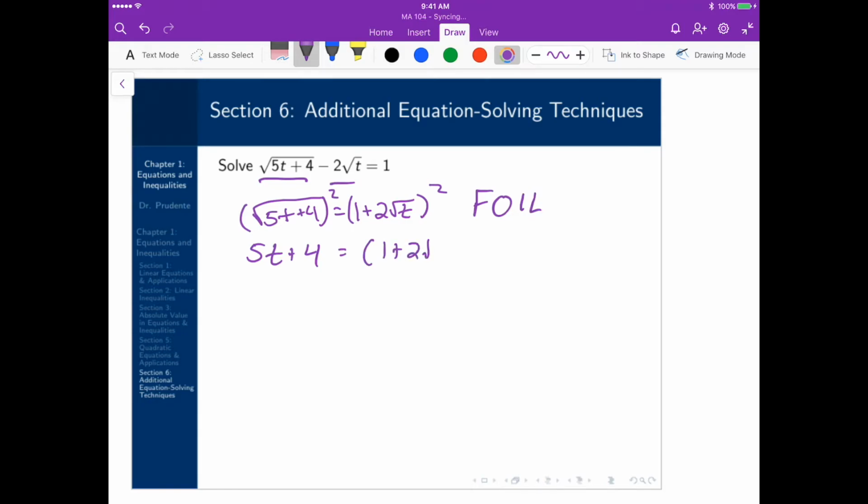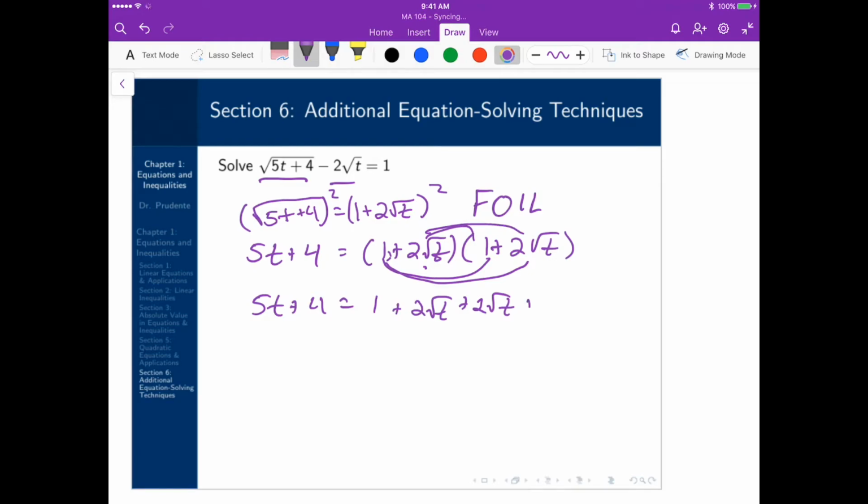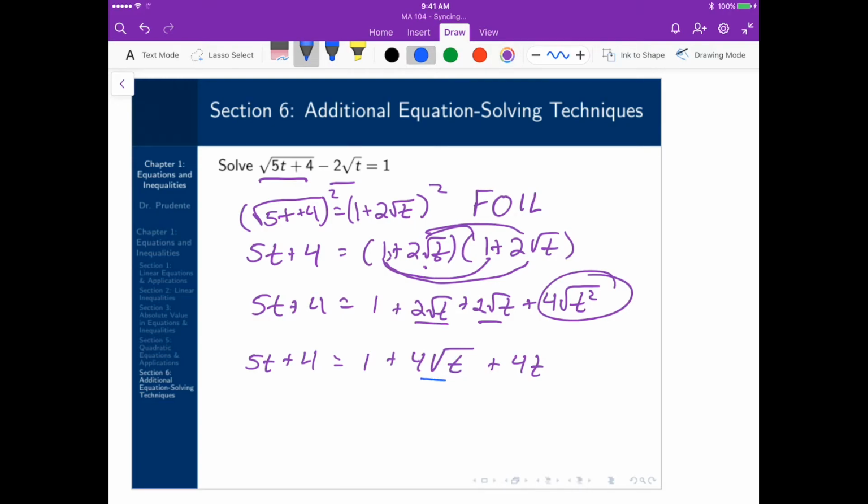1 plus 2 root t, 1 plus 2 root t, and when I FOIL, I get 1 first, outer 2 root t, inner 2 root t, and last 4 root t squared. Because I have a root t squared, this 2 root t plus 2 root t is just 4 root t. Because this root t is being squared, that just becomes 4t. But I still have one radical.